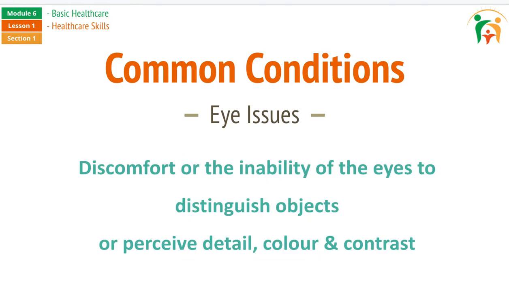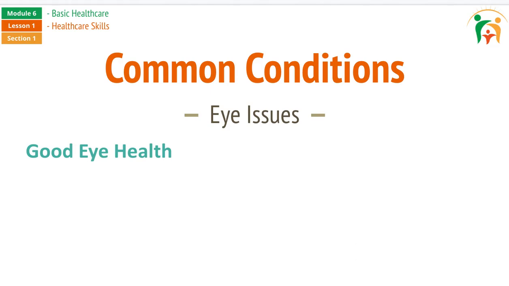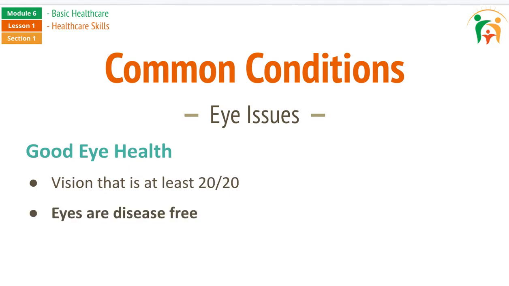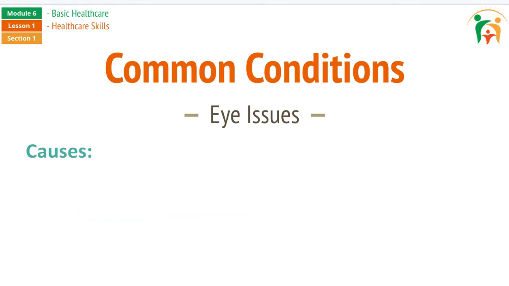Discomfort or inability of the eyes to distinguish objects or perceive detail, color, and contrast. Good eye health. According to WHO estimates, approximately 1.3 billion people around the globe live with some form of vision impairment, 80% of which is either preventable or treatable. The vision goal is that by at least 2020, eyes are disease-free.